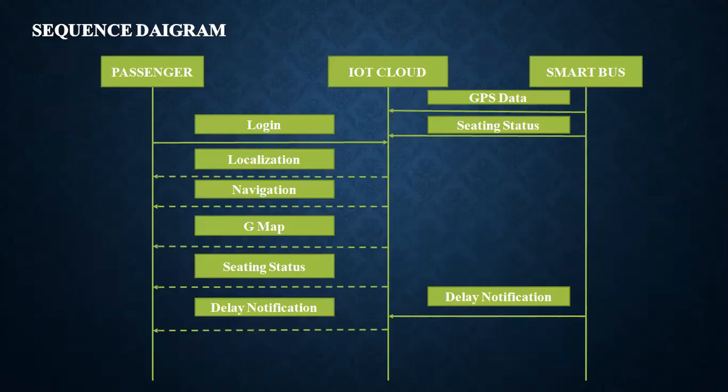In the sequence diagram, the passenger can log into the application, where the passenger can view localization, navigation, GMAP, seating status, and delay notification.